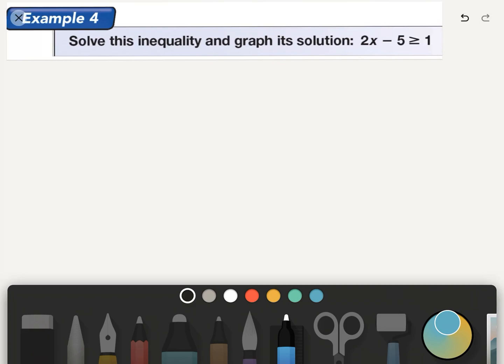Example 4. Solve this inequality, and graph its solution. Now, pay attention when we get to the graphing part, because really, it's not graphing I think that you really need to do. What you need to do is just essentially do it on the number line. I just don't want you to feel like when you're doing the written practice or the practice set that you need to bust out the grid paper. You do not. Just number line.